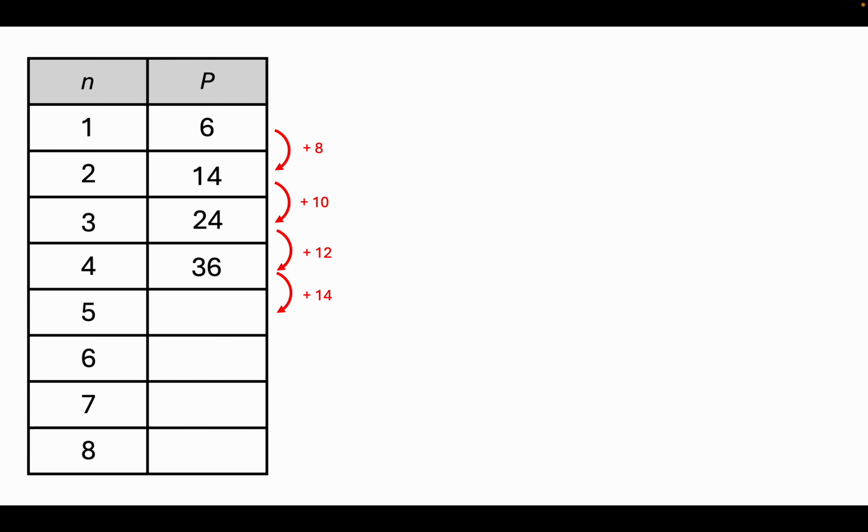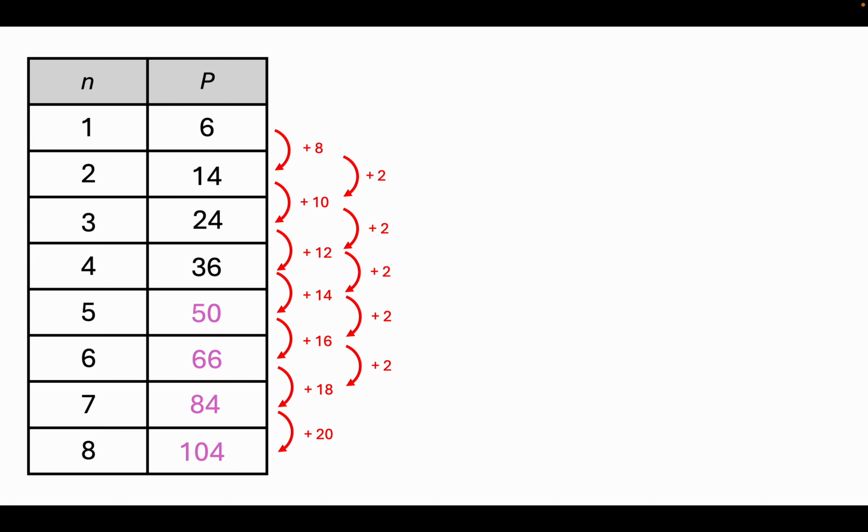Plus 14 for the next one would give me 50, because I'm seeing a pattern: the number that I'm having to add on is 2 more each time. So from that pattern, I can make a prediction about future terms in the sequence. Plus 16 for the next one, 66, plus 18, 84, plus 20, 104. Because I've spotted that the differences between the differences are 2 each time, I can make a prediction for the rest of the sequence.